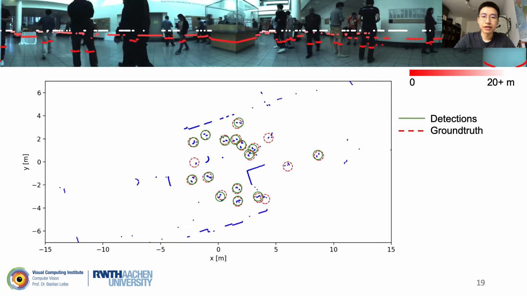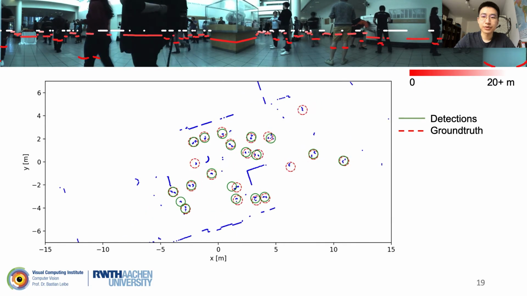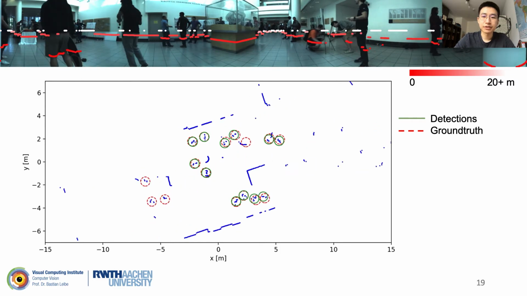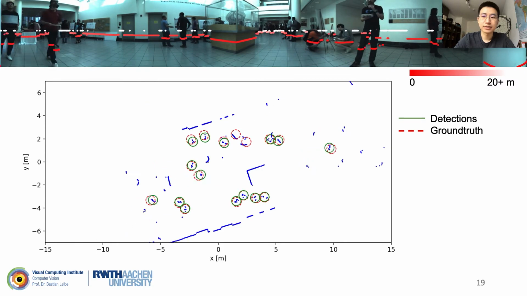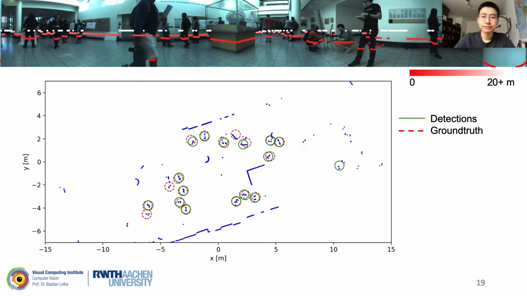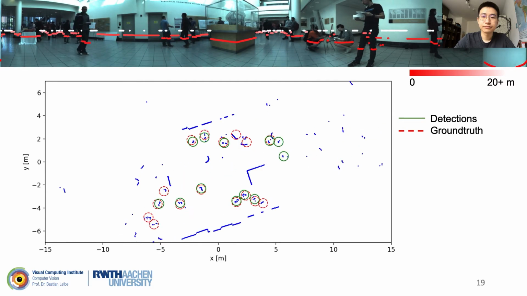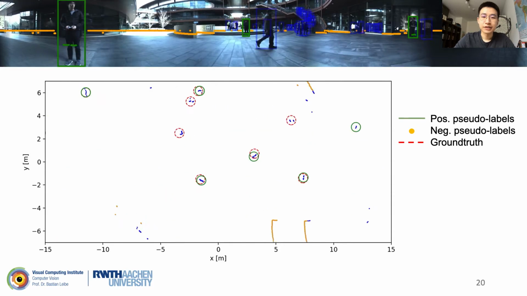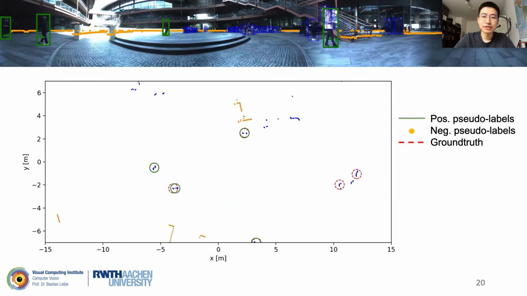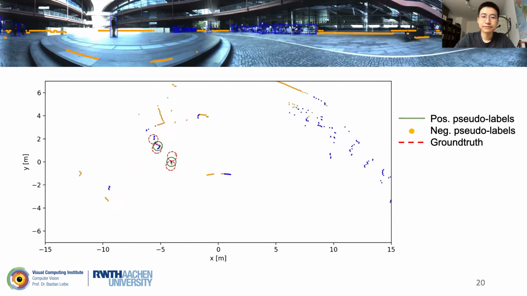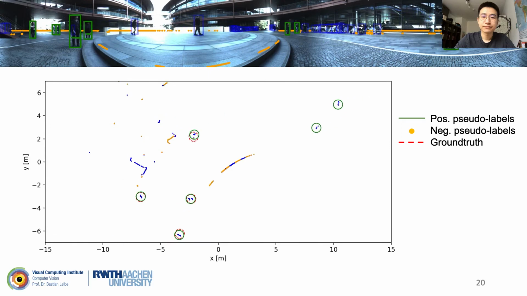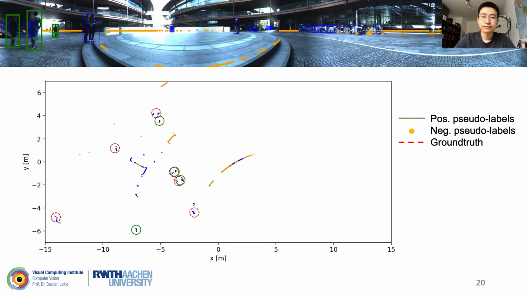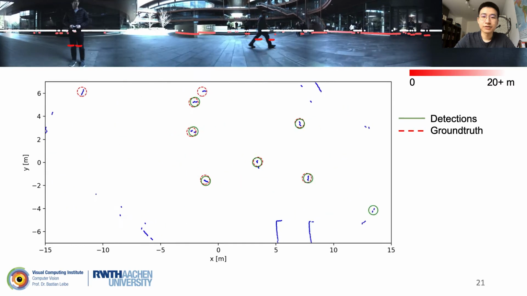Now we show the output of a DR-SPAAM detector trained using pseudolabels. Note that the detections have good recall, even though the pseudolabels we use for training don't cover all persons in the scene. Here's another outdoor sequence. First, the pseudolabels. Now the detector output.